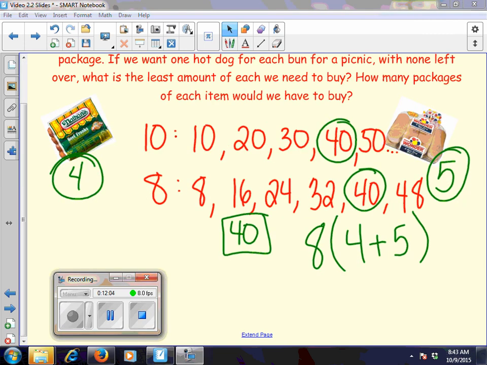Miss Abbott, I just have one question. I think you made a mistake with saying that there's 8 groups of 4 plus 5. Oh, jolly good, dear me. I did make a mistake.